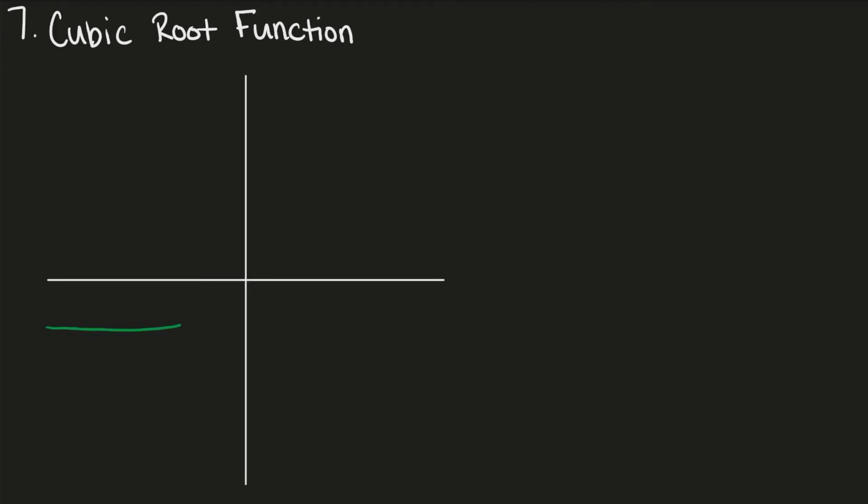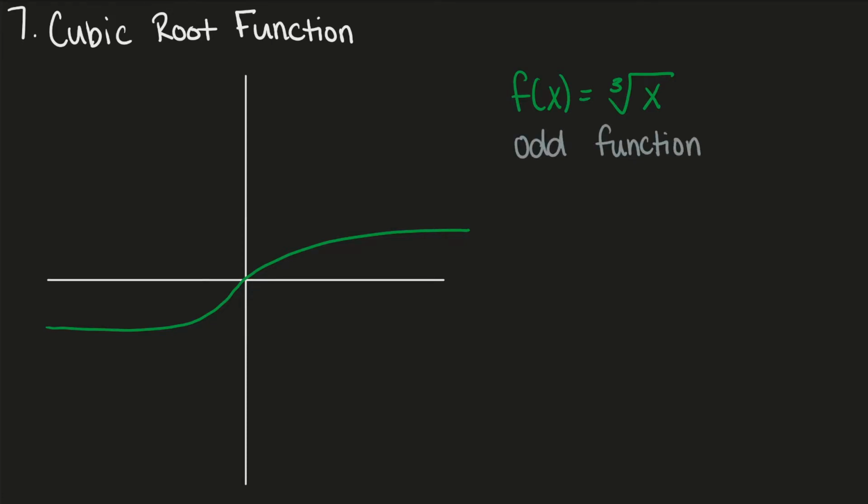Next, we have our cubic root function. F of x equals the cube root of x. This is an odd function. We can have negative values for our cube root, so we see that this exists in quadrant 3 as well, and it's not reflected over the y-axis, but over that diagonal line.